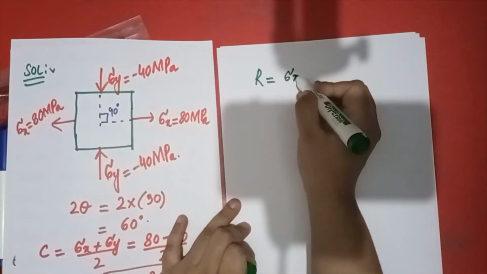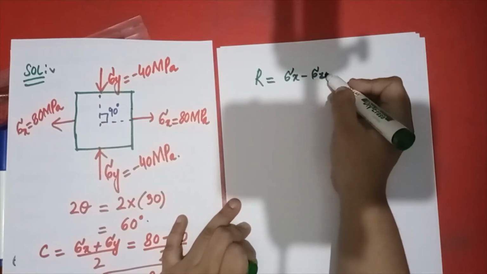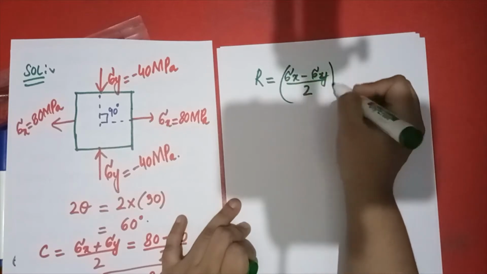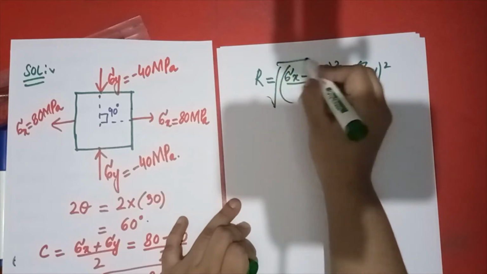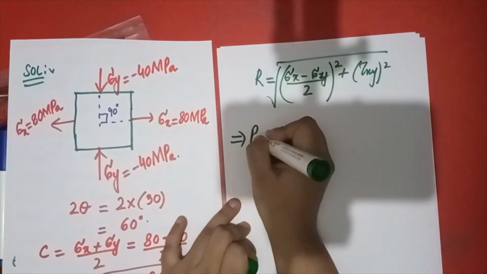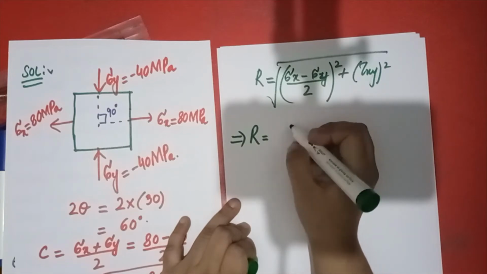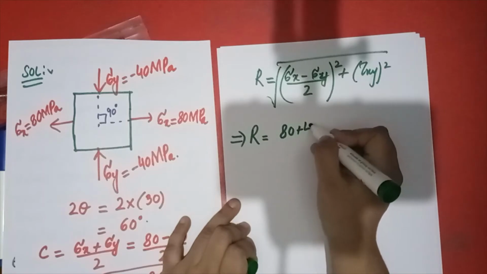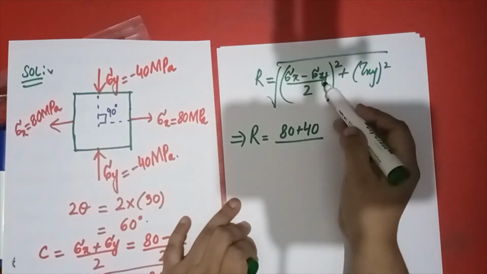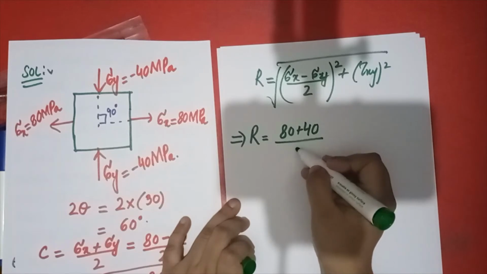You know the formula of radius, R. So what was the formula for the radius? I have already told you in my previous video. What is that? Square root of ((sigma x minus sigma y) divided by 2) squared plus tau xy squared. So R is equal to what? Sigma x is 80 minus sigma y, which is minus 40. So it will become plus, because sigma y was minus 40 and this will become 40 positive.